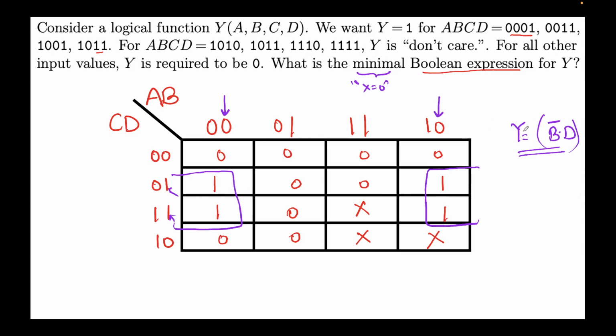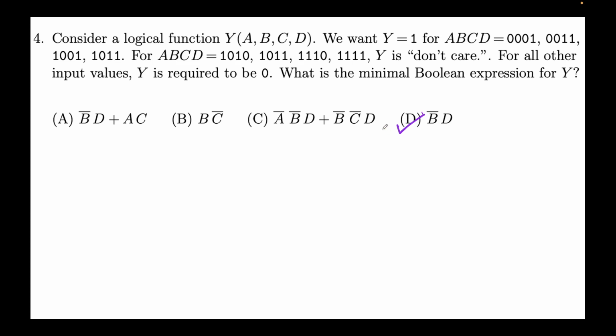Why minimal? We want to minimize this expression, we don't want many terms, so that's why we take x equal to 0. For maximal, if we take x equal to 1, then this square we have to include, and the corresponding values too. Hence the answer is D over here.